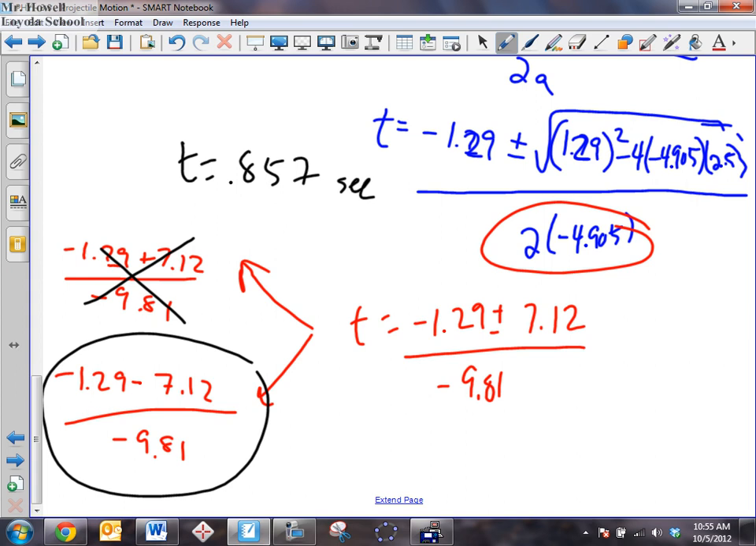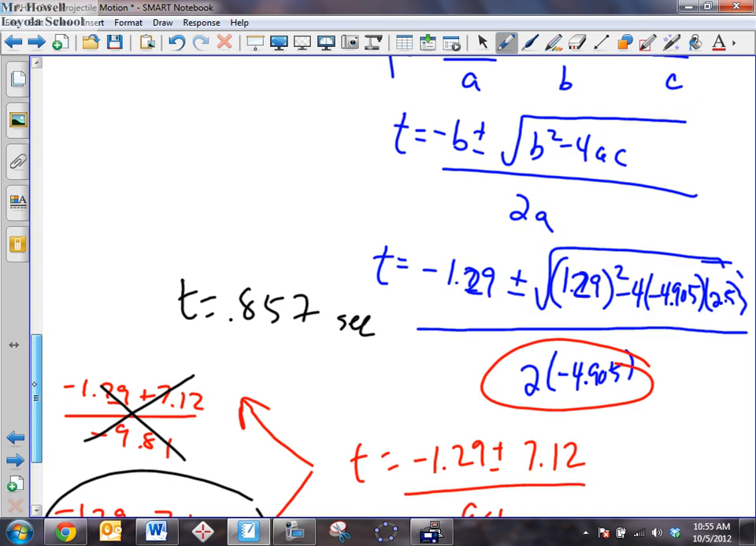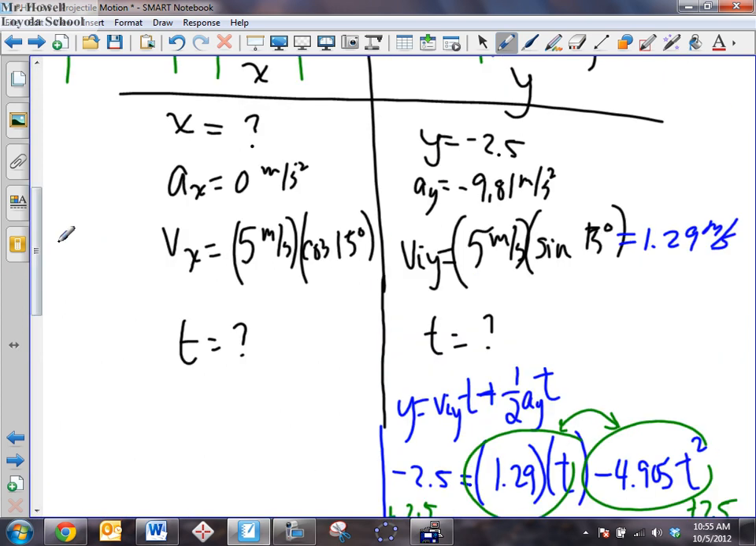Now my final step is to take the time from the y direction and put it where? Go back to the beginning of the problem. What are we trying to find? Good, Molly. Thank you. One person is listening. The x. Guys, come on. We got to know this stuff. We said it a minute ago. We're trying to find x. So we found the time over here. We got 0.857. We can plug it in right here now.